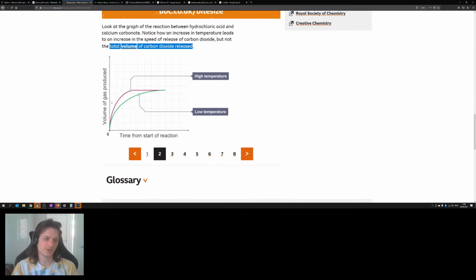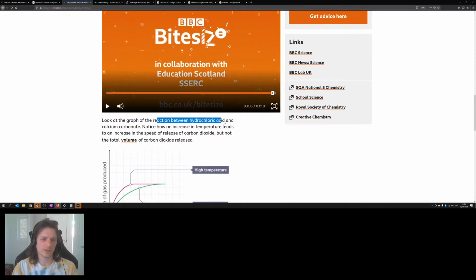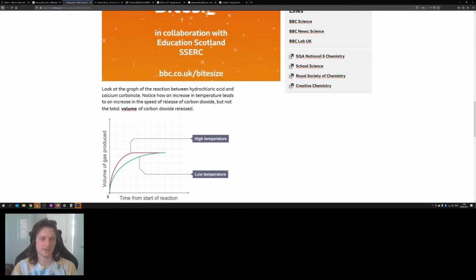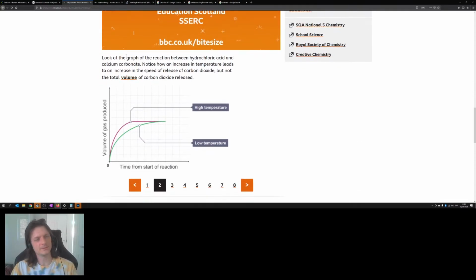Volume of gas produced goes up with the time from the start of reaction. Low temperature, high temperature. Look at the graph of the reaction between hydrochloric acid and calcium carbonate. Notice how an increase in temperature leads to an increase in the speed of release of carbon dioxide, but not the total volume of carbon dioxide released.